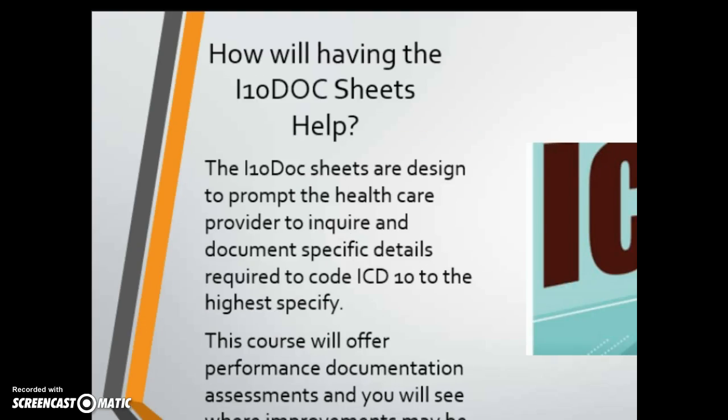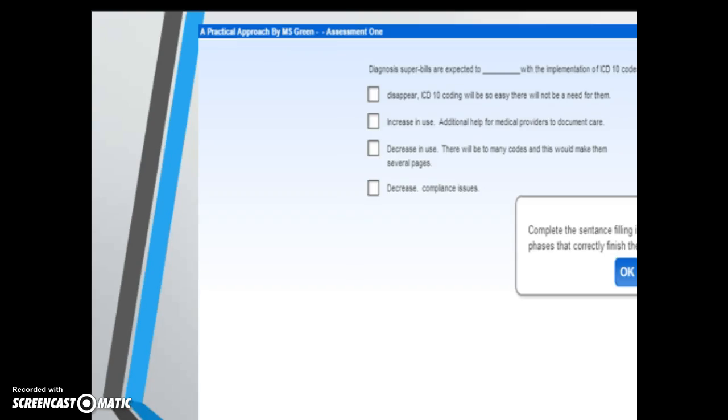Okay, so let's go ahead and get more into detail about what it is you need to know about ICD-10. As I mentioned before, superbills are going to be obsolete very shortly, October 1st, right? So my first question to you, based on the information that we covered so far: diagnosis superbills are expected to blank with the implementation of ICD-10. And the reason is due to, and you have some choices here. Which one did you select?